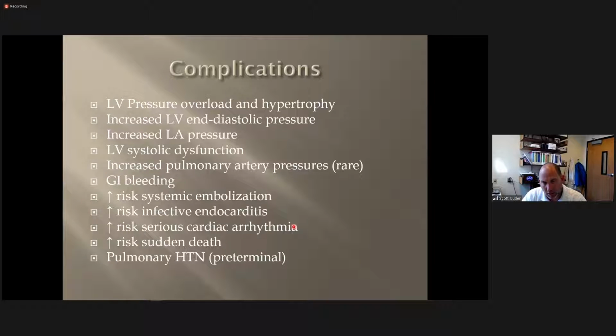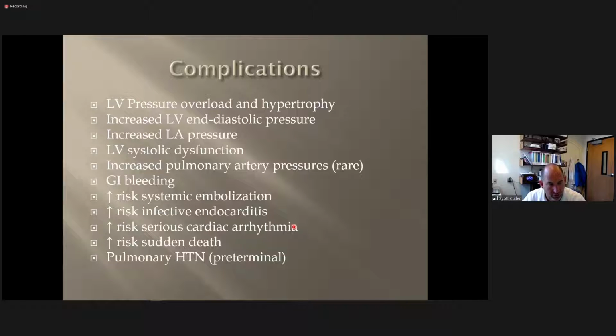Okay, so what are complications of aortic stenosis? We can have left ventricular pressure overload and hypertrophy. So we're going to get thickened muscle and increased pressure inside the LV simply because we can't get the volume out, and we're getting continued volume coming in from the left atrium. We'll have increased end diastolic pressures as well, so our preload and afterload are really going to be increased. Increased left atrial pressure, so again, it just backs up through the whole system.